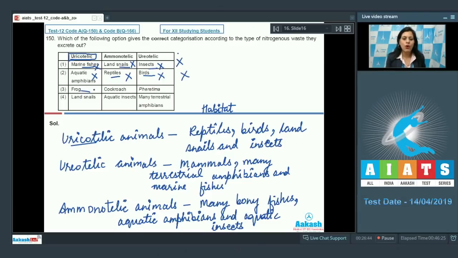The next option is frog, cockroach and pheretima. And this is also an incorrect categorization because frog is a terrestrial amphibian and terrestrial amphibians are ureotelic. Whereas cockroach is an insect, it is a uricotelic animal, and pheretima, which is commonly known as earthworm, is an annelid and it is ureotelic or ammonotelic. And the last categorization given is land snails, aquatic insects and many terrestrial amphibians. And as it is a correct categorization, this is the correct answer to our question because land snails are uricotelic, aquatic insects are ammonotelic and many terrestrial amphibians are ureotelic. So the correct answer to this question is option number 4. Let's discuss our next question.